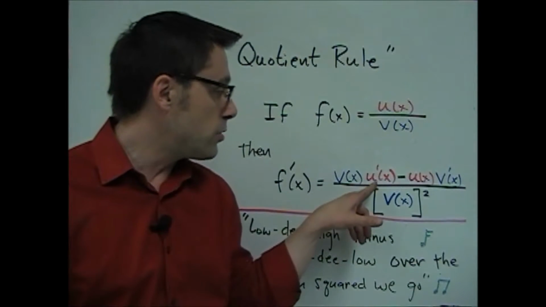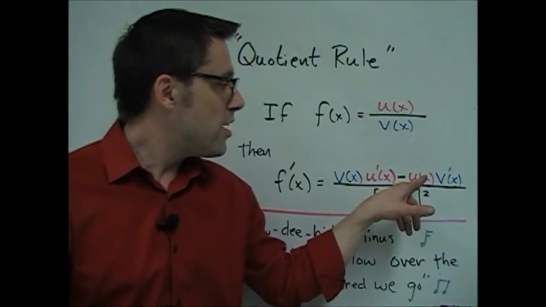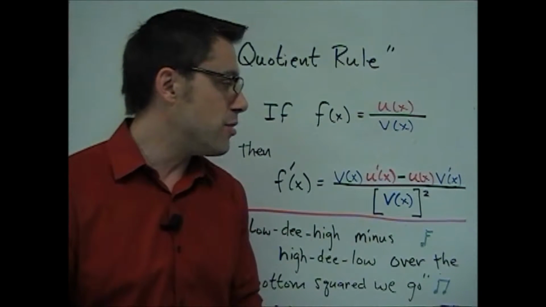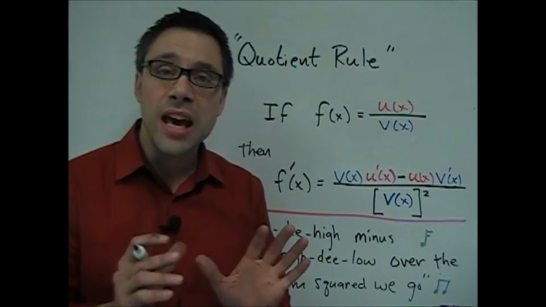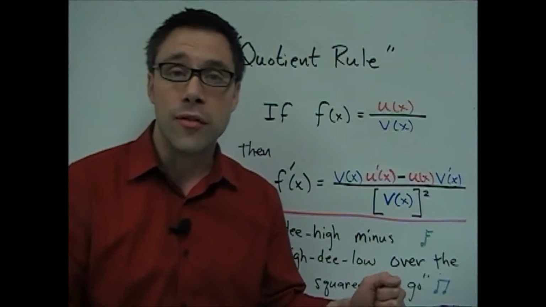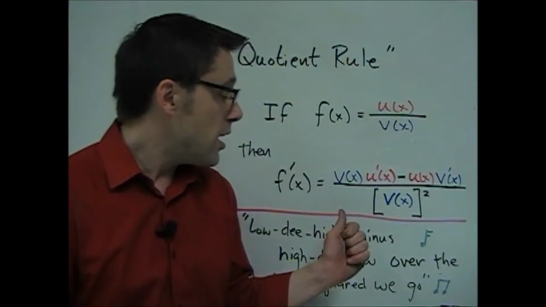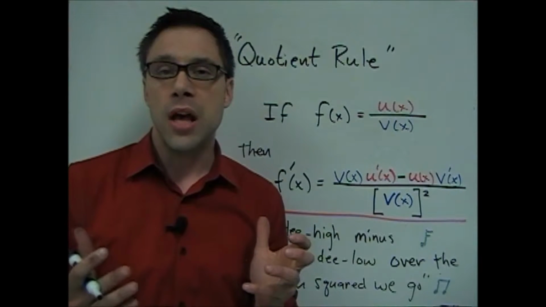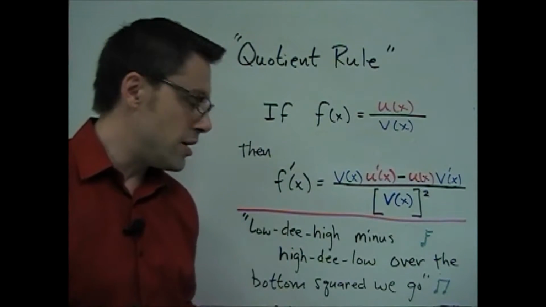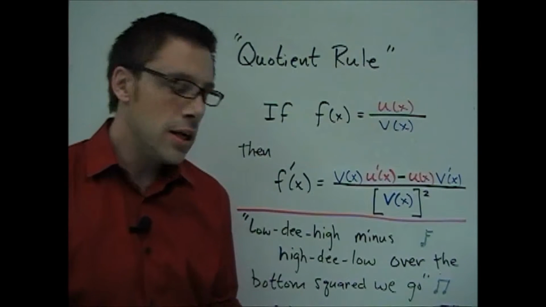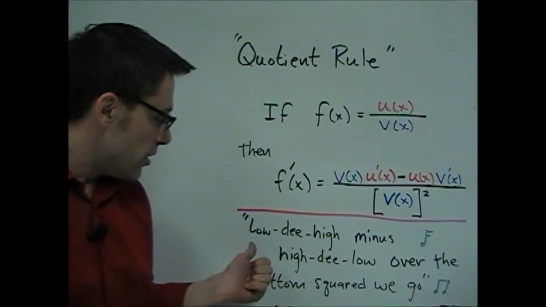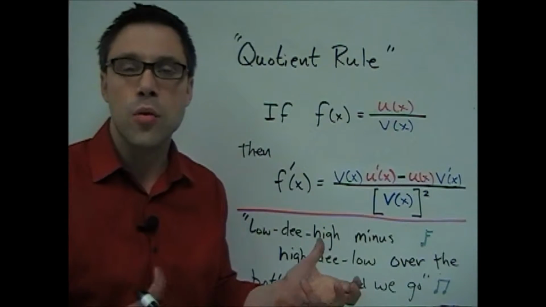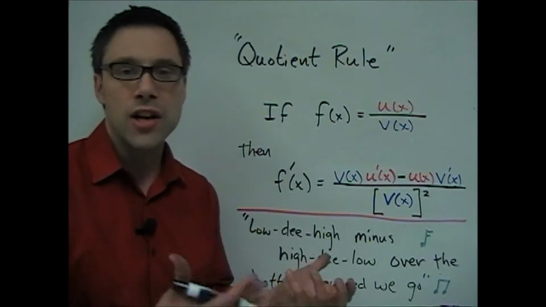The bottom function multiplied by the derivative of the top function, minus the top multiplied by the derivative of the bottom, over the bottom squared. Okay, so in this case, it does matter what order we differentiate each one. Okay, and the bottom has to be squared. So this one's more complicated to remember, and I have a little way to remember it written down here. It's a little song you can sing. And that is, you think of low d high minus high d low over the bottom squared we go. Okay, this is just a way to remember how this actually works.